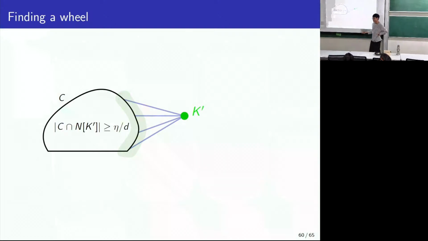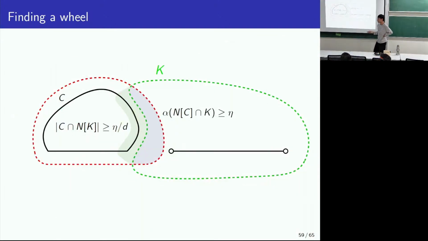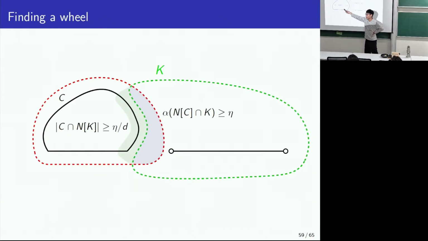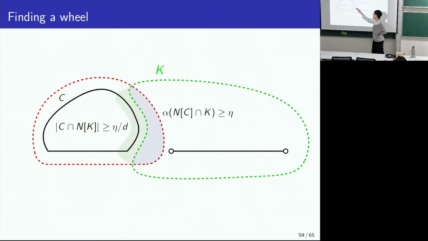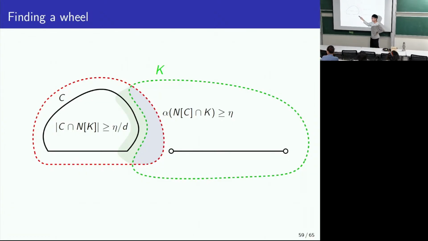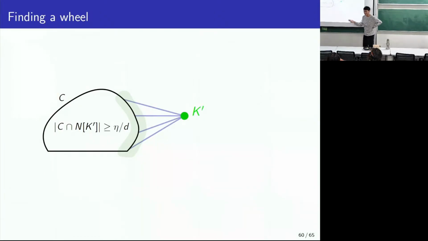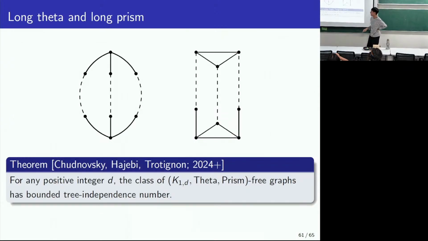Wait, so on the previous slide you said the number of vertices on C having neighbors in K is small? No, it's large. It must be large because this independence number here is large and we are K_{1,d}-free. So for each vertex here, its neighbor has small independence number, so their number should be large. So this gives our wheel. Any question until now? If not, okay, let's look at some applications.